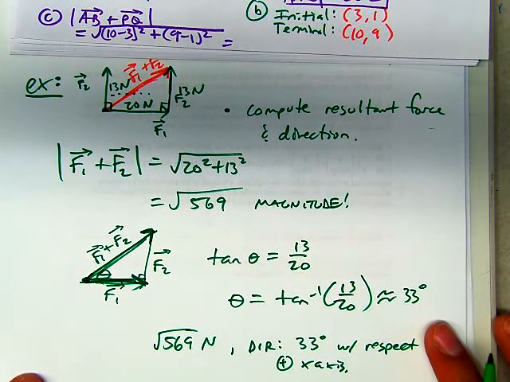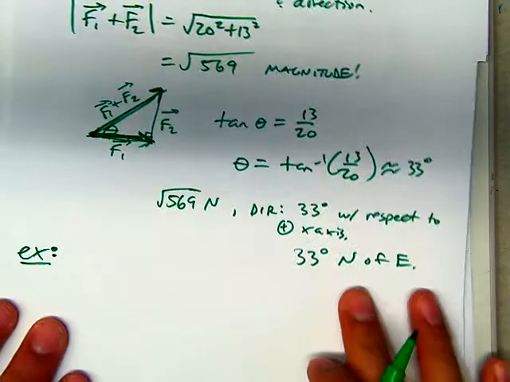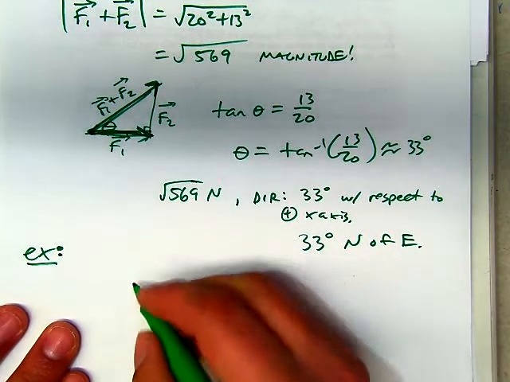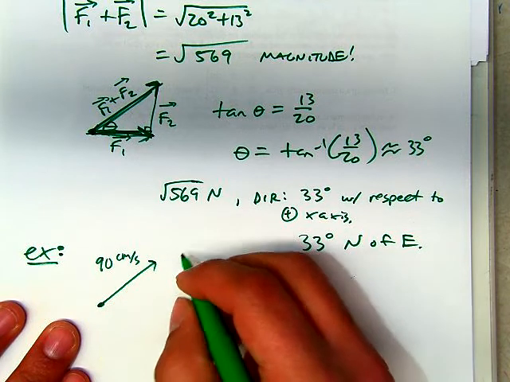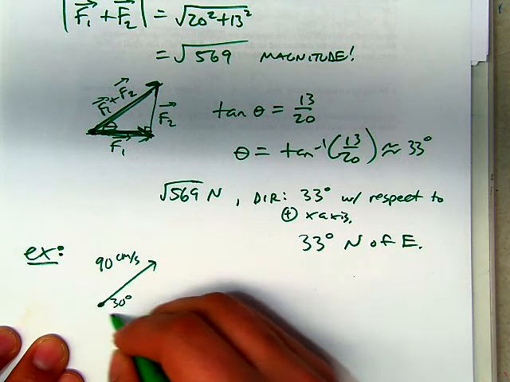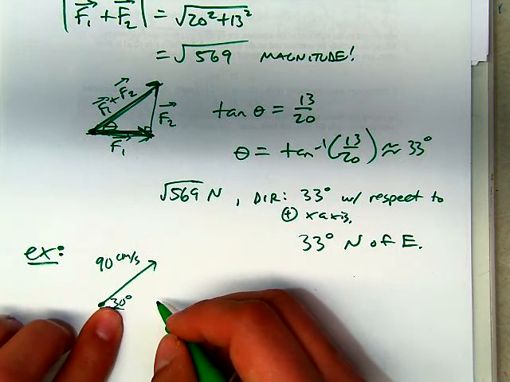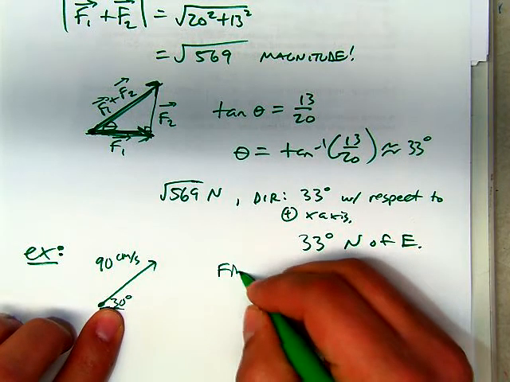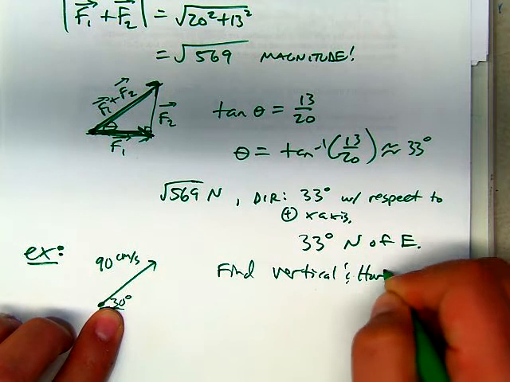Okay. One last quick problem, kind of also related to physics. Let's say I have a velocity vector that's 90 centimeters per second, and this is a 30-degree angle, and actually that's all that we have, sorry. And the directions say to find vertical and horizontal components.